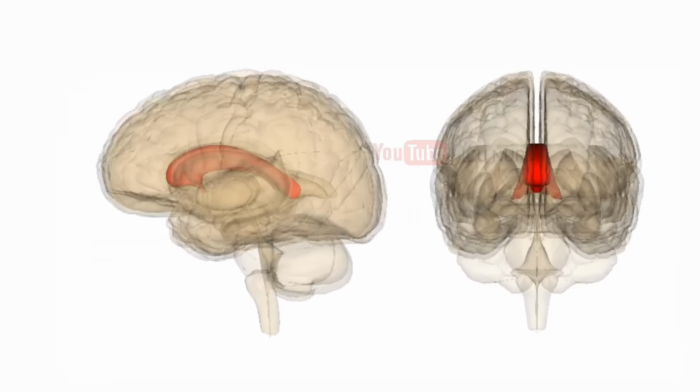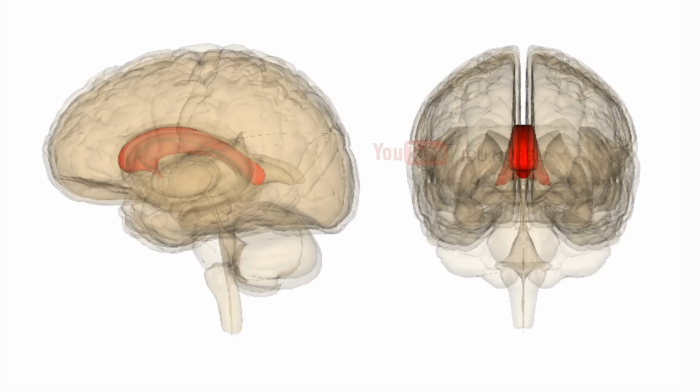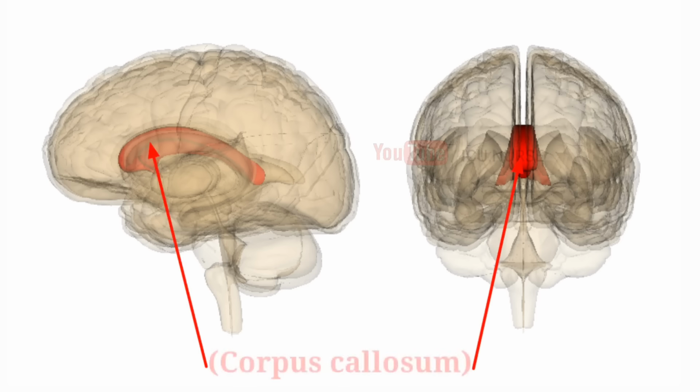The cerebrum is the upper front portion of the brain and consists of two hemispheres or halves. The two hemispheres are connected by the corpus callosum, which is a large bundle of nerve fibers.